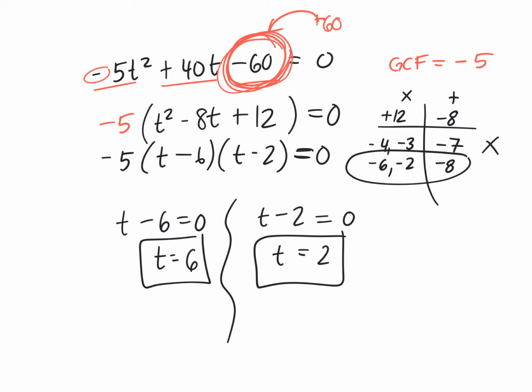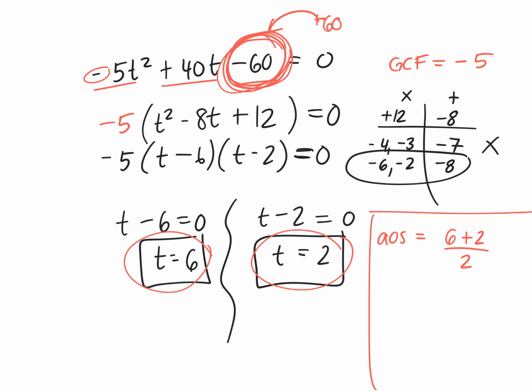Does that make sense? So we can use these two values to figure out the axis of symmetry. What is the axis of symmetry? How would I calculate it? Yep. 6 plus 2 divided by 2, 8 divided by 2. So when 4 seconds has passed, we can find the maximum height of the rocket. It's going to be after 4 seconds. So what could you do to find the maximum height if t is equal to 4?